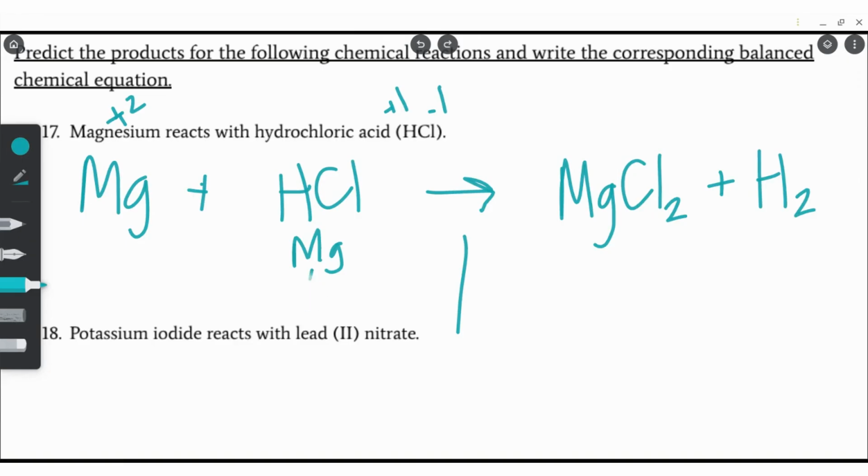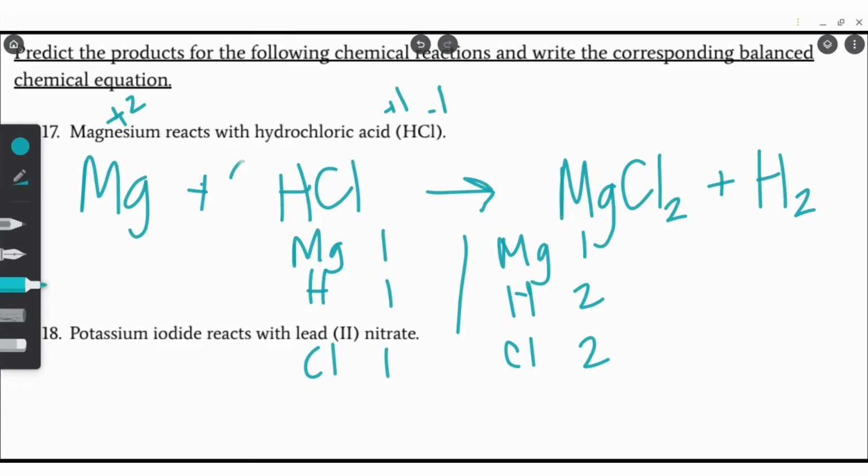I wanted to do H next, I started writing Cl. H and then Cl, let's make it just down here. Mg, H, and Cl. And so really easy on our reactant side, we just have one of each. And then on our product side, we have 1 magnesium, we have 2 hydrogen, and we have 2 chlorine. And so thinking right here, if we have twice as many hydrogen and chlorine in our products as we do in our reactants, a really easy way that we can balance right now is let's just put a 2 in front of the hydrochloric acid.